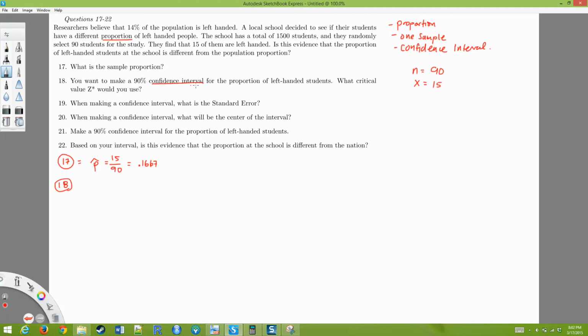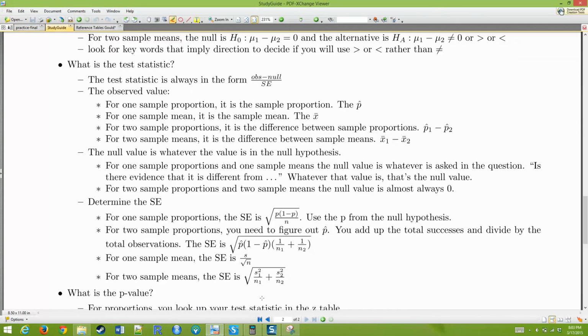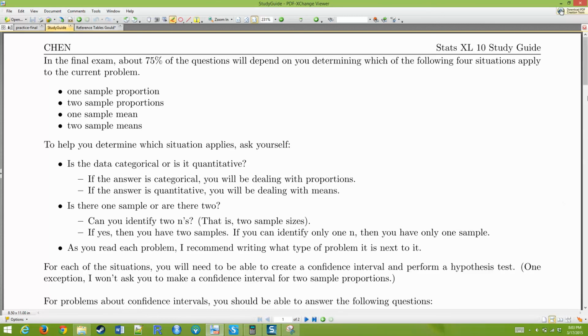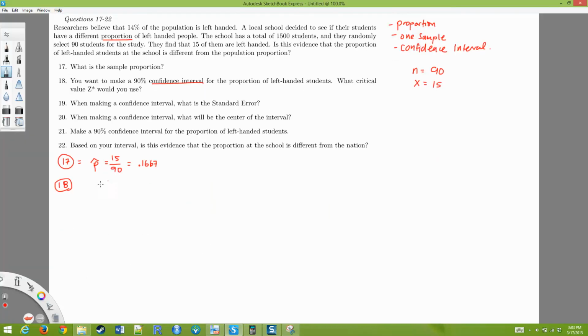Okay, 90% confidence interval. What critical value z star would you use? Okay, yeah, this comes from just the numbers that we need to know because it's for proportions. So when you have different things, you have different things to do. So proportions, 90% confidence interval says we use 1.645. So z star is 1.645.